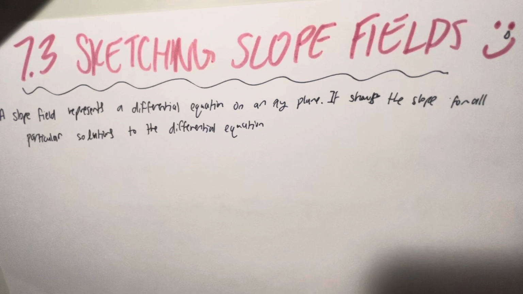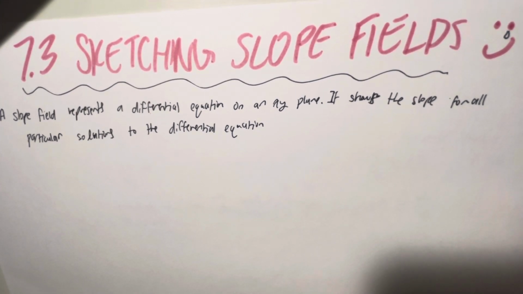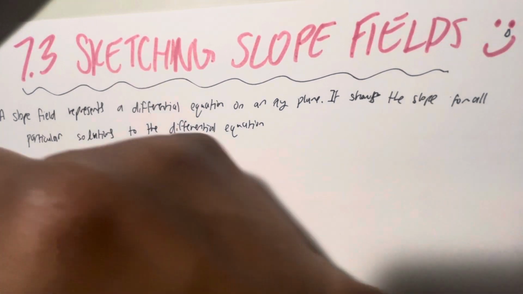Today I'm doing 7.3, which is going to be sketching slope fields. Personally, I actually hate doing anything with slope fields, but I'm going to try to explain this to the best of my capabilities, which is not much. Okay, so a slope field represents a differential equation on an xy plane, and it shows the shape for all particular solutions to a differential equation. Yeah, that doesn't make sense to me either.